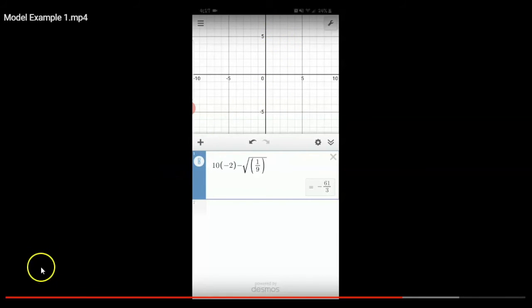One thing I wanted to point out right here is when your answer turns out to be a decimal, you can always select the fraction button, which is right under the number 1, the square on top of the square. That will change your decimal answer to a fraction.